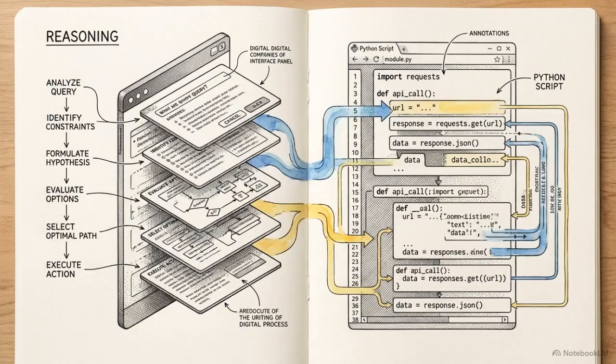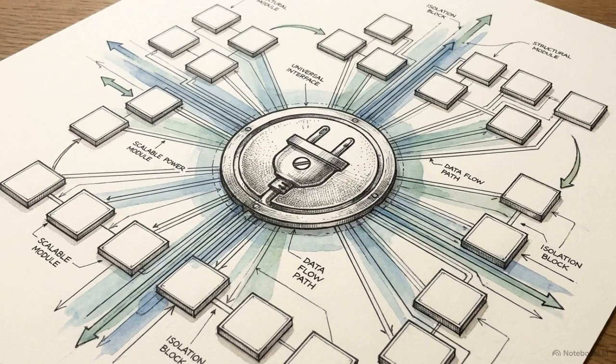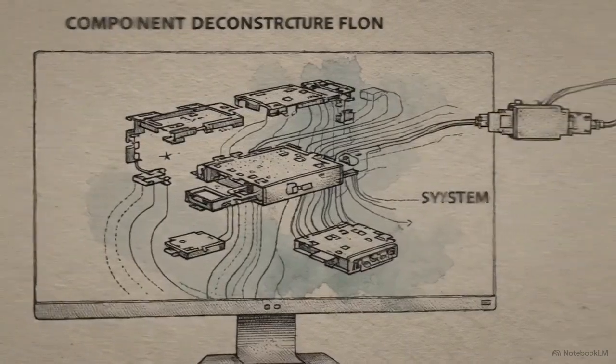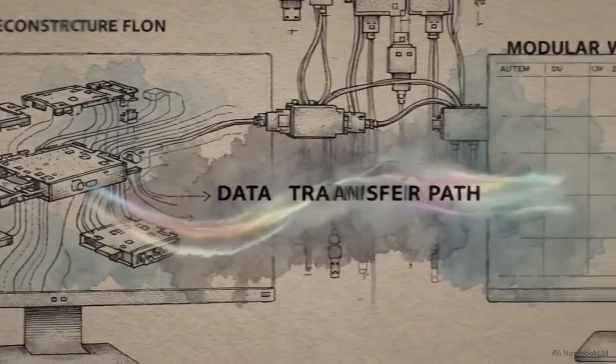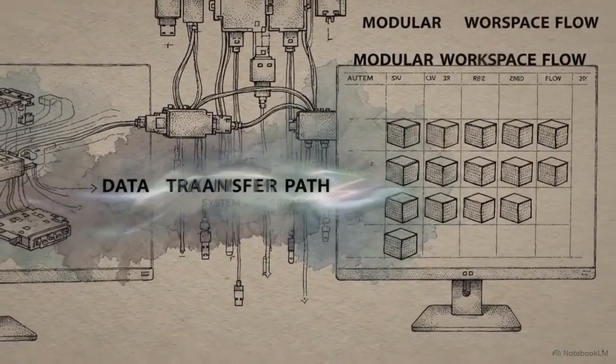Agents use the ReAct framework to interleave this reasoning with action, observing the results of a tool call before deciding on the next step. To make these connections scalable, we use the Model Context Protocol, or MCP. It allows agents to dynamically discover and connect to tools without hard-coded integrations. Combining orchestration, loops, and external tools gives the AI system the limbs necessary to execute complex workflows autonomously.